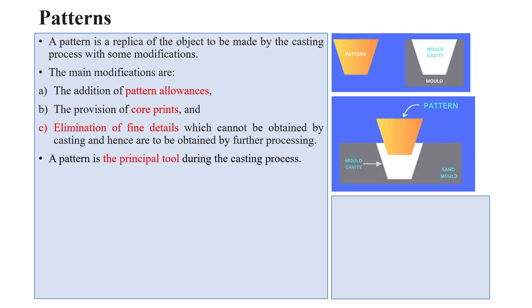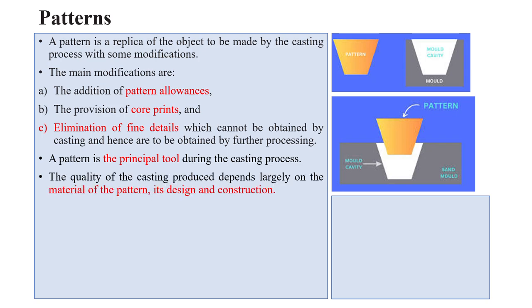So a pattern is the principal tool during the casting process. The quality of the casting produced depends largely on the material of the pattern, the design of the pattern and the construction process of the pattern. If your pattern has a good surface finish, obviously your mold cavity has a good surface finish, and that will be reflected on your object. So your object also gets a good surface finish.